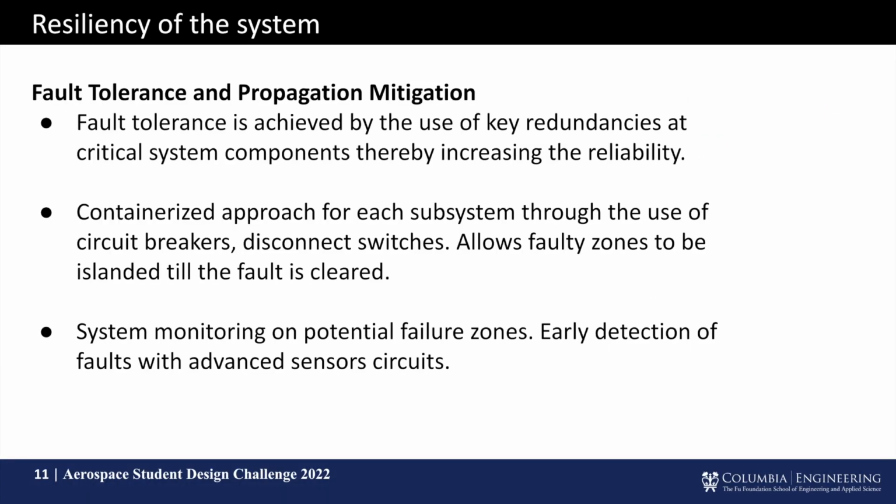My name is Cyril. I'm going to be talking about the overall resiliency of our system. We're able to make a system fault tolerant by the use of key redundancies at critical system components, thereby increasing the overall reliability. And we're able to prevent critical faults from cascading through the network through the use of a containerized approach for a subsystem where circuit breakers and disconnect switches cover certain components so that in the event of a fault, they could be islanded and the fault is prevented from cascading. And in addition, system monitoring allows us to detect faults early and address them before they spread.